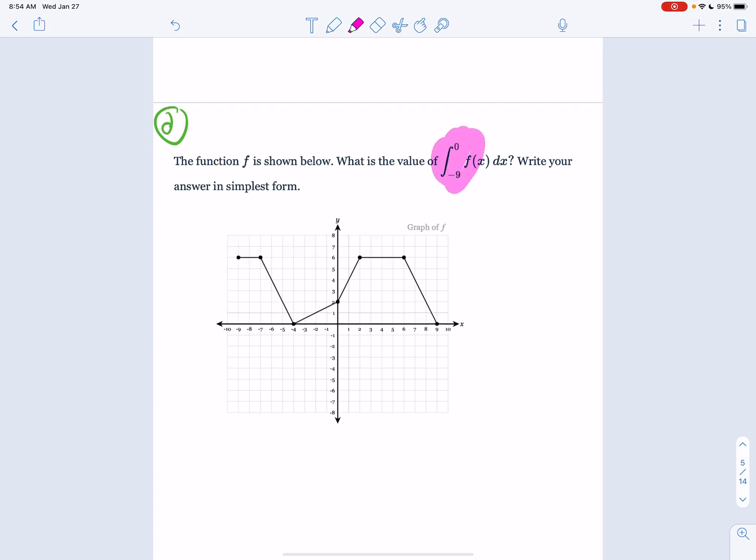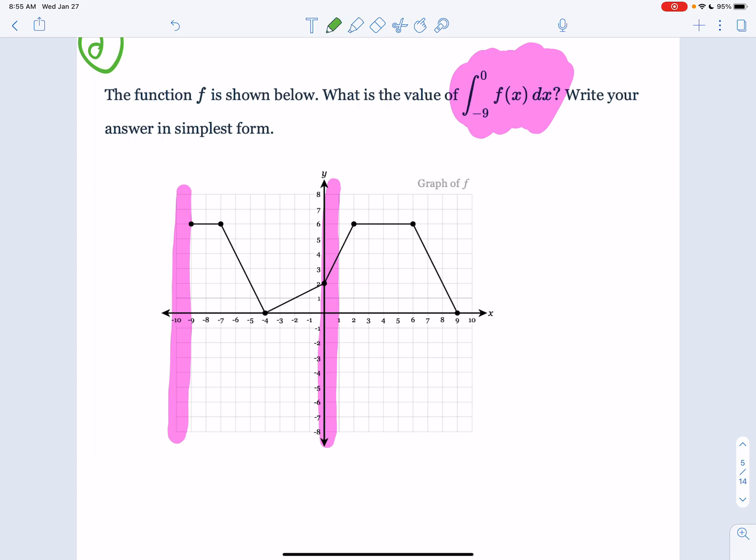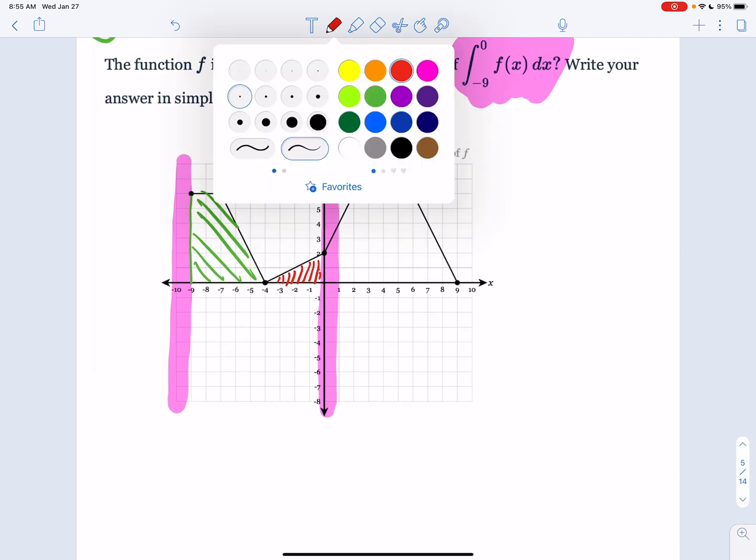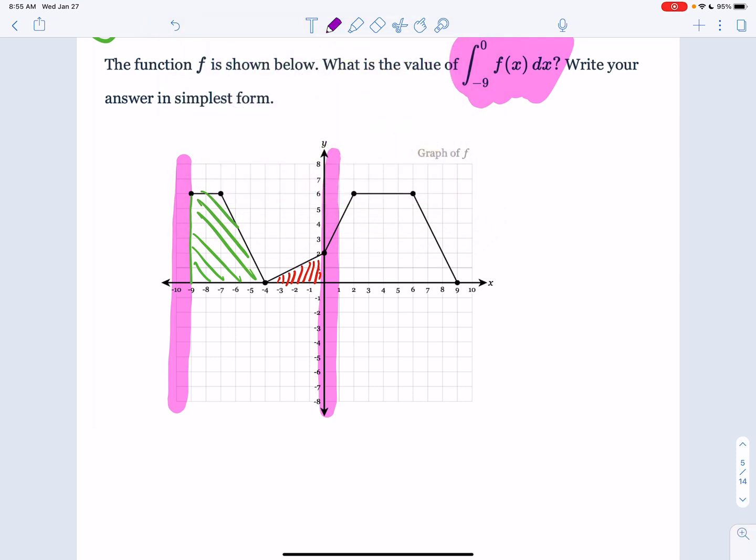All right, here we're trying to find the area from -9 to 0. So that's really just from -9 to 0, right in between those two borders there, give or take. Okay, so here I know that I am dealing with a trapezoid and coincidentally another right triangle. They'll always give you shapes that you know how to find the area of, okay? So the two areas I know are going to come out positive because they're both above the x-axis, okay?